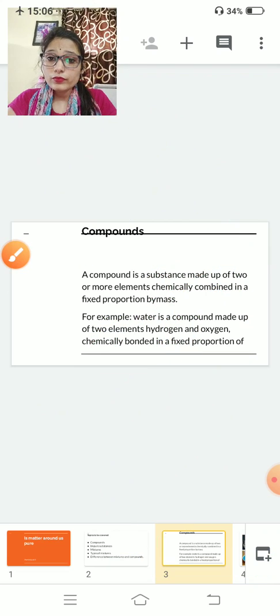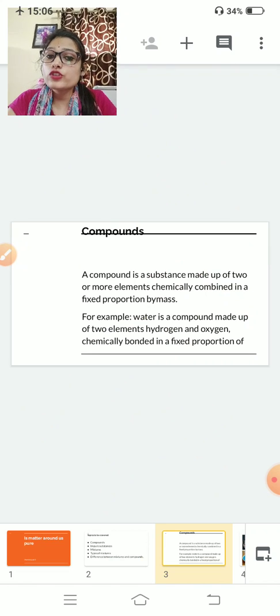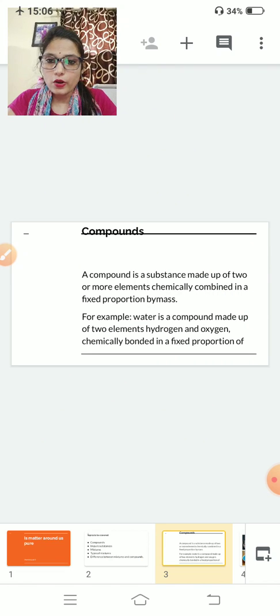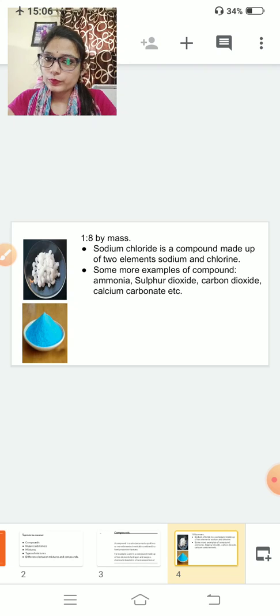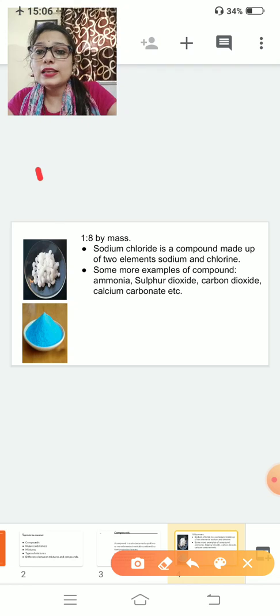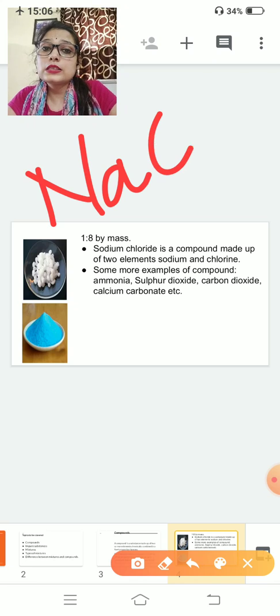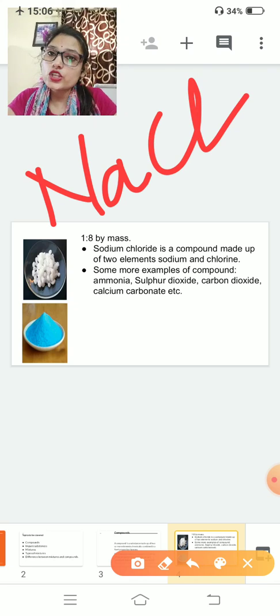Clear? For example, I am reading: water is a compound made up of two elements, hydrogen and oxygen, which are chemically bonded in a fixed proportion of 1 to 8 by mass. I showed you. Clear? Another example is sodium chloride. Sodium chloride is the common salt which you use at your home. It is NaCl. Here the ratio is also fixed.